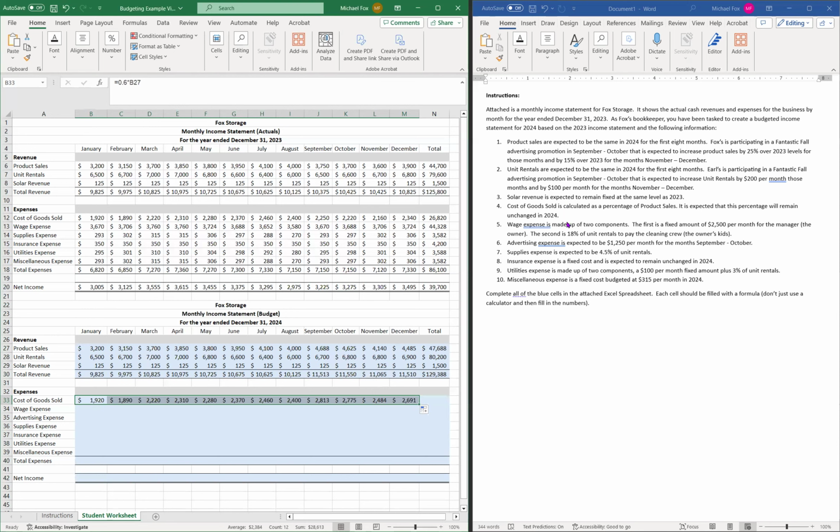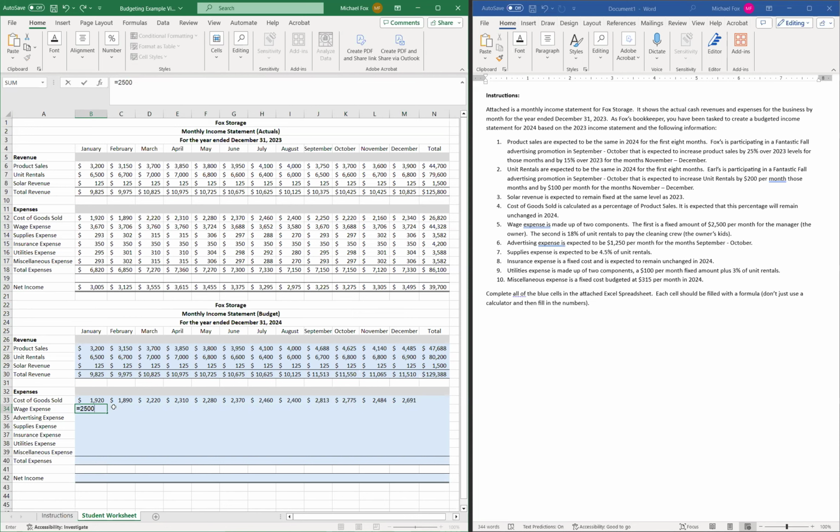Wage expense is made up of 2 components, so it's a little bit more complicated. The first is a fixed amount of $2,500 per month for the manager, who is the owner. And the second is 18% of unit rentals to pay for the cleaning crew, who are the owner's kids. This is how a lot of small businesses work. So to figure that out, we're going to say this cell equals 2,500.